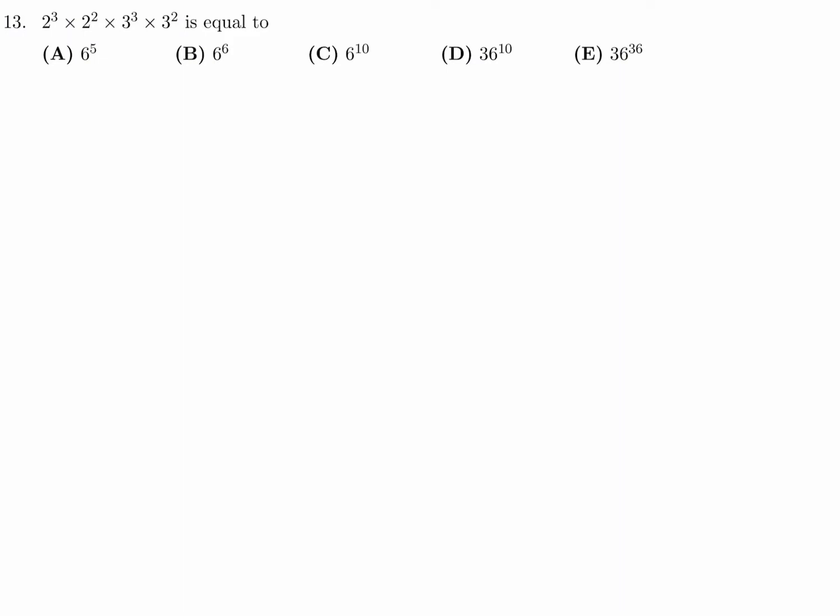2 to the power of 3 times 2 to the power of 2 times 3 to the power of 3 times 3 to the power of 2 is equal to. All right. So we obviously have to combine this because I looked at the answer choices and see a bunch of 6s here, and I see 36s. So they've gotten rid of the 2s and 3s somehow. Well, the rule is that if the exponents are the same, you can combine the bases. So I can combine these two as follows.